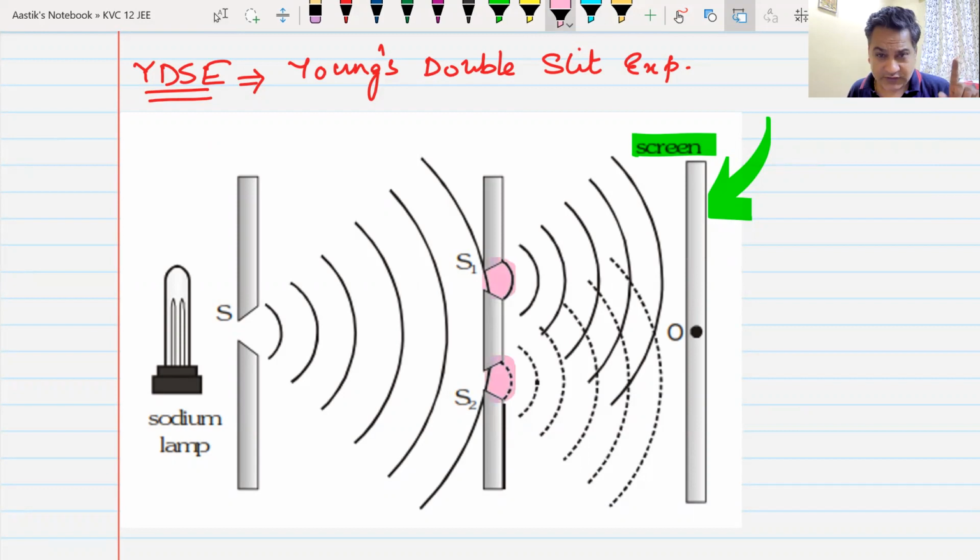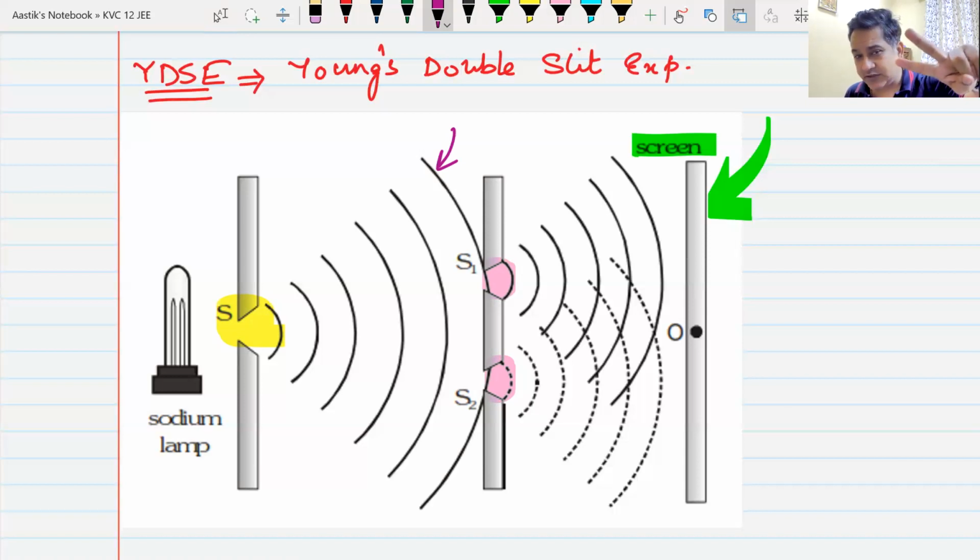And how do I produce these? Remember, these are two coherent sources of light which can only be produced by a single source, and that single source I call the mother source. This is the mother wavefront, and from this mother wavefront I have created two daughter wavefronts, two coherent sources. Coherent sources can be created only from a single source of light. Now, how have I done this?